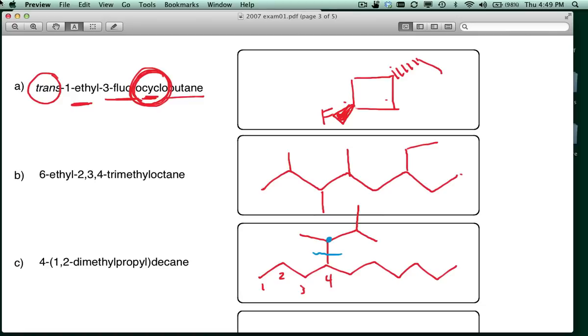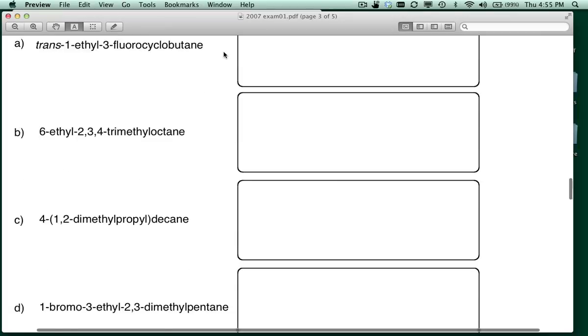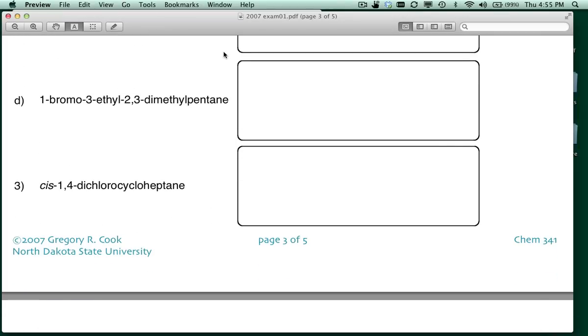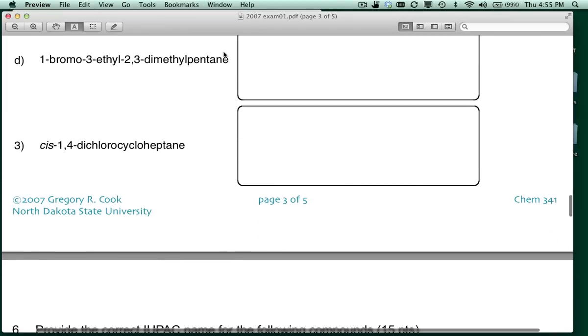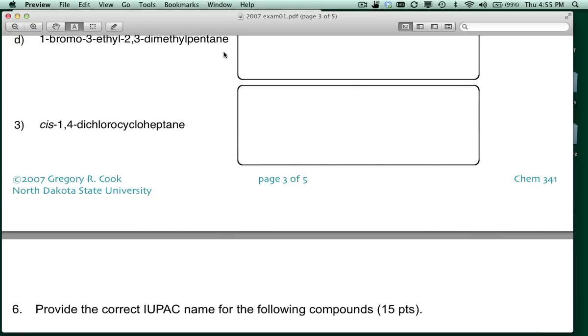What else do we have? Let's see. I'm going to have to break out of this, move this up. Bromo. Okay, here's another one. Here's a cis isomer of cycloheptane. It's a ring molecule, right? And how many carbons? Methane, ethane, propane, butane, pentane, hexane, heptane. 7.